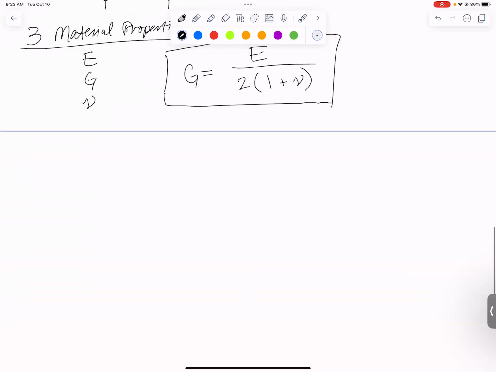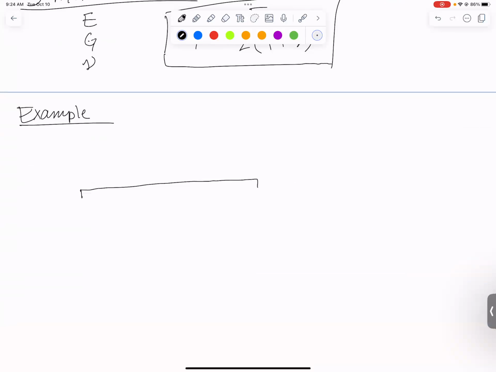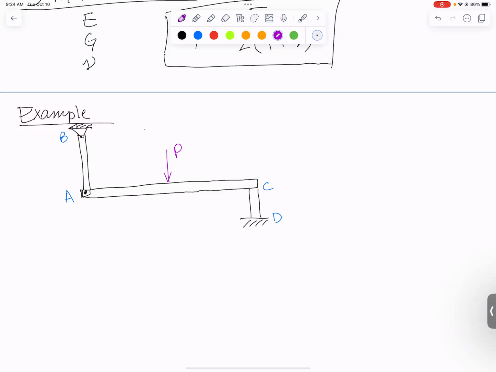Let's do 2 examples. First example looks like this. We have a beam that is supported by a bar that's pinned to it on the left that is pinned to a ceiling. And then we have a post over here that's fixed to the ground somehow. This is point A and B for the bar on the left. This is C and D for the post on the right. And we have a downward applied force P in the middle.